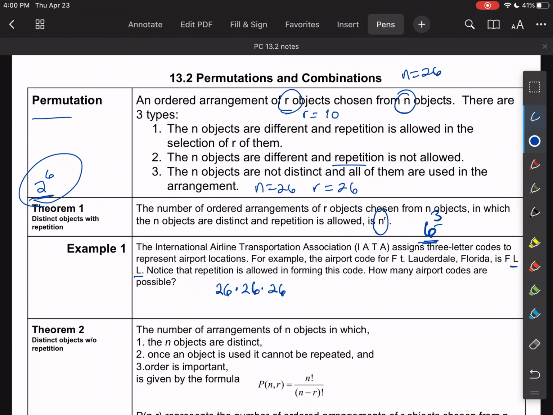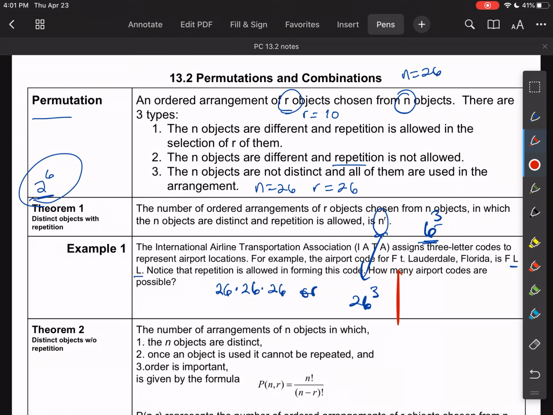Okay, so by the multiplication principle, 26 times 26 times 26. This is the same thing as taking 26 to the third power, right? So that's where this idea comes from. But imagine, just for a second, if repetition is not allowed. So if you use a letter, you can't use it again, right? This is kind of a side note, a separate problem here.